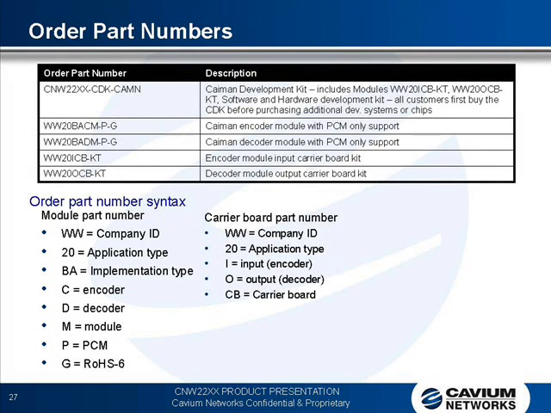Part number ordering. The CNW22XX-CDK-CAMN is a Cayman development kit. It includes the modules, the carrier boards, the cables, everything but an HD source and an HDSDI display to get you up and running immediately. The production module part numbers are there, as well as if you need to order additional carrier boards, the part number is there.